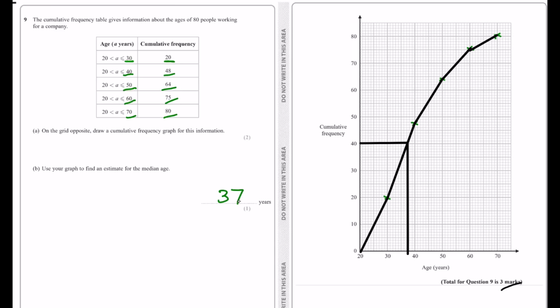There'll be a range of acceptable answers, but it looks like 37. I could have gone with 38. I think it's 37.